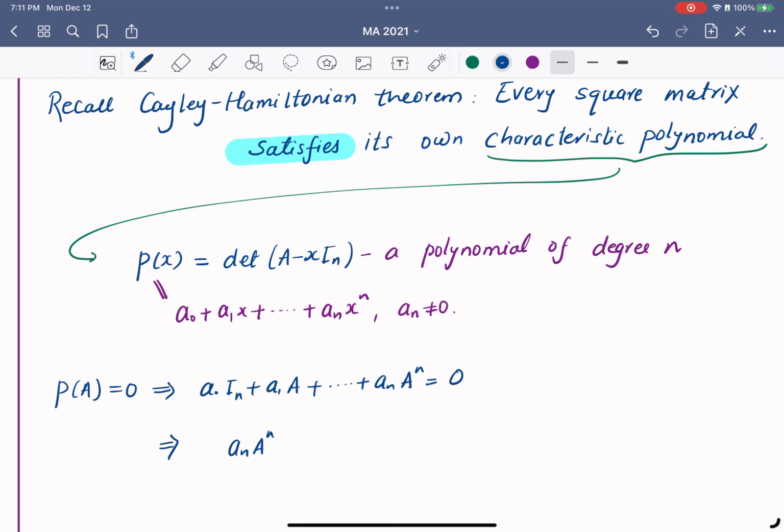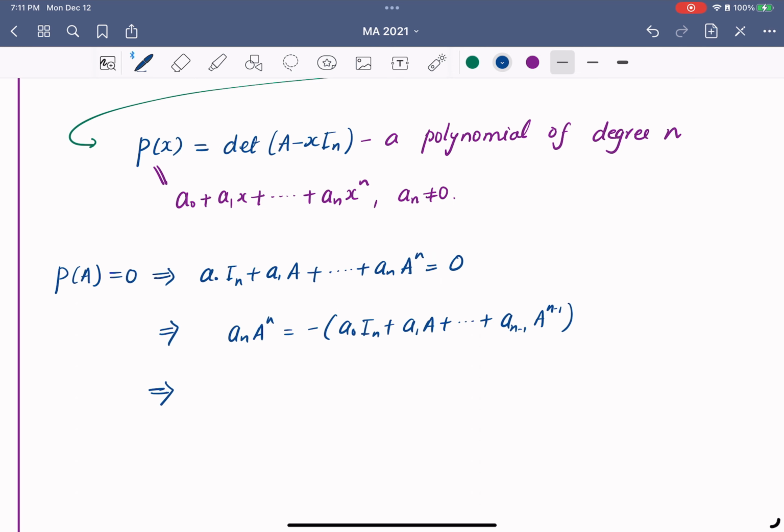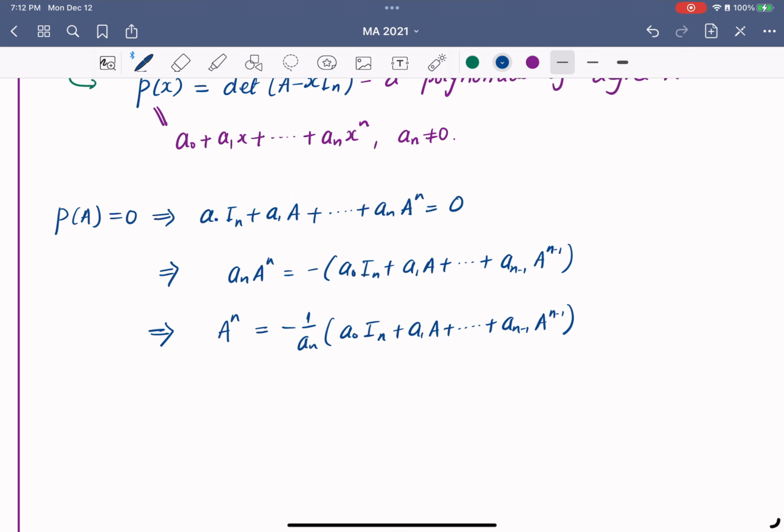Now from here, you simplify, take all the lower terms on the right hand side, you get this equation. Now divide both sides by an because an is non-zero, and you get A power n in terms of linear combinations of the lower powers of A. So this means that A power n belongs to the span of all its lower powers.